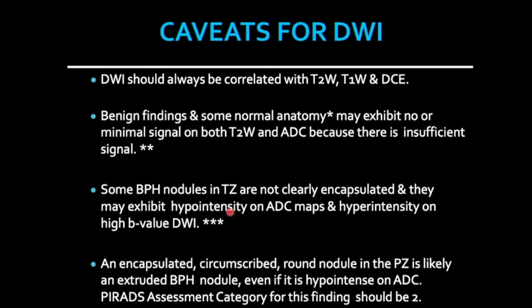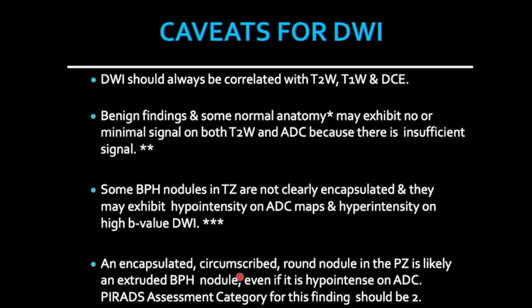Then some BPH nodules in the transition zone are not clearly encapsulated and they may exhibit hypointensity on the ADC maps and hyperintensity on the high B value DWI. So this is a recognized limitation. We must be aware of this and we use dynamic contrast enhanced imaging to overcome this.